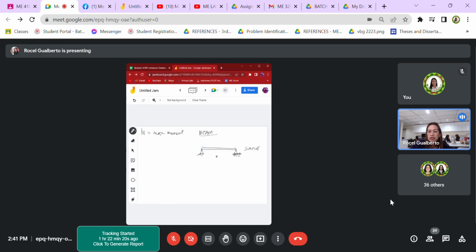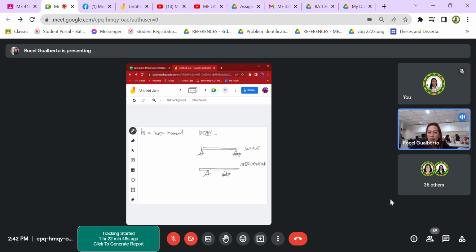Beam or simply supported beam. Okay, pareho lang po yun. Ang next type po, if this is your beam and yung supports natin wala sa magkabilang dulo, okay? Kung wala siya sa magkabilang dulo, then we call it overhanging. So you call this an overhanging beam.